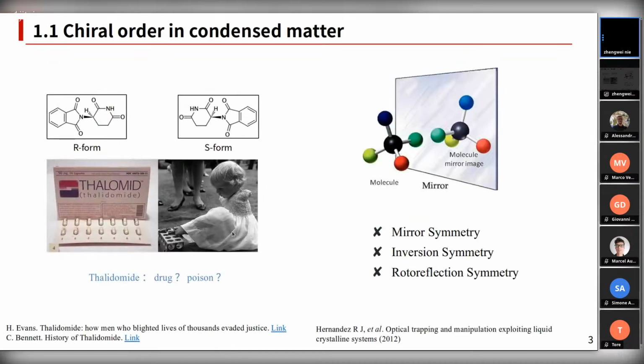An object is defined to be chiral when it cannot be superimposed on its mirror image. Chirality is universal in nature, and it has a significant impact on our lives. For example, for thalidomide, its R-isomer is a drug.